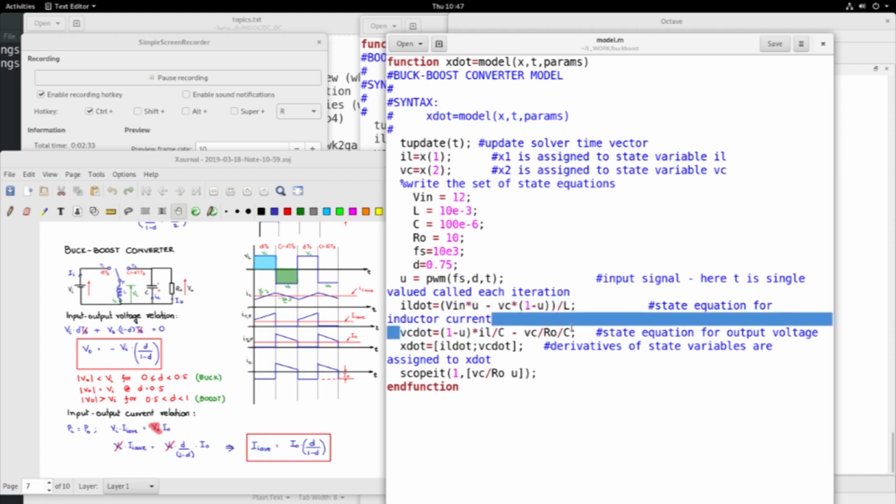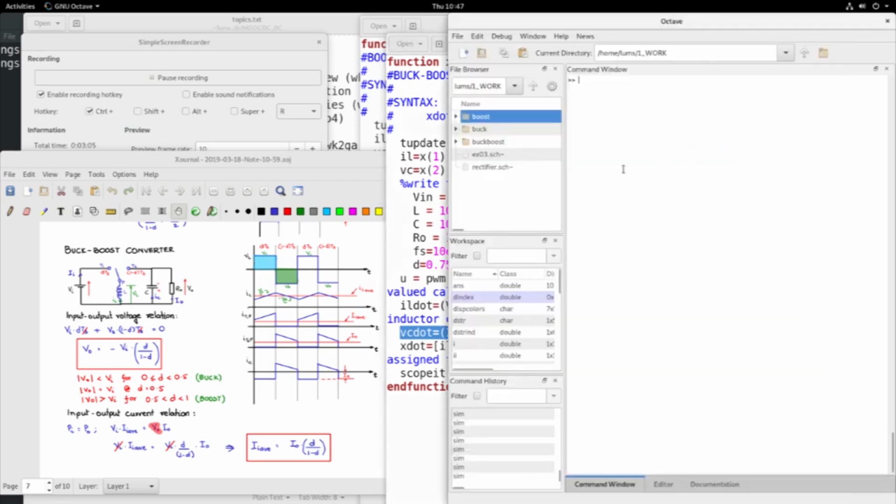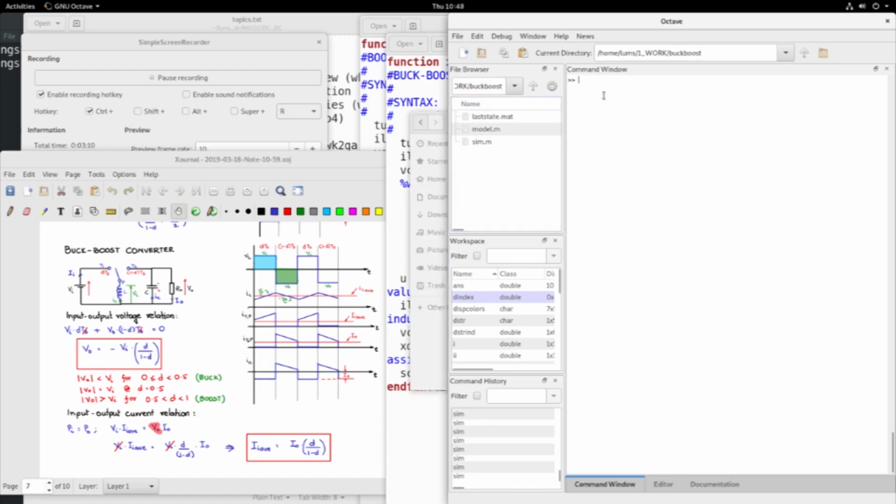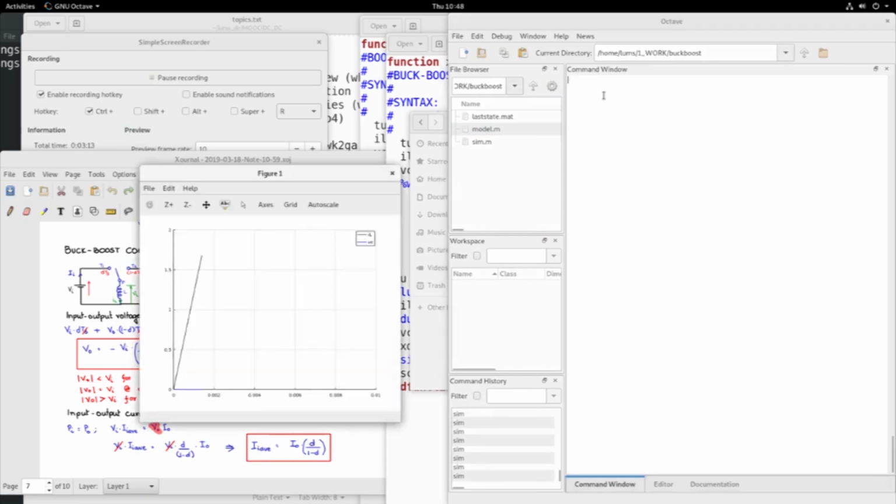And the other dynamic equation is similar. 1 minus U into IL flows in this branch to charge up this capacitance in the reverse direction during the time when the pole is connected to T2, and there is a continuous constant discharge from the capacitance, minus Vc by R naught. So these are the two equations which define the buck boost converter, and you can simulate this in Octave. So in Octave we can go into the buck boost folder and run the simulation. Let me type sim and execute the simulation.